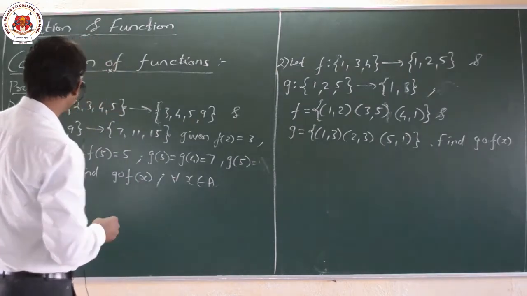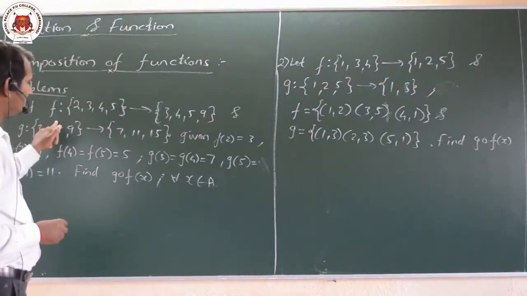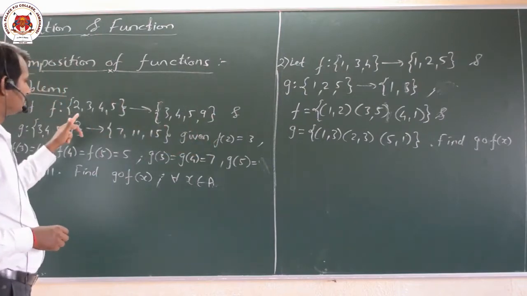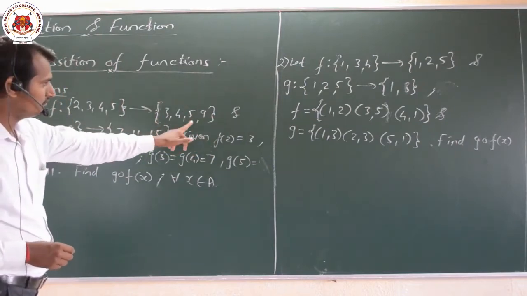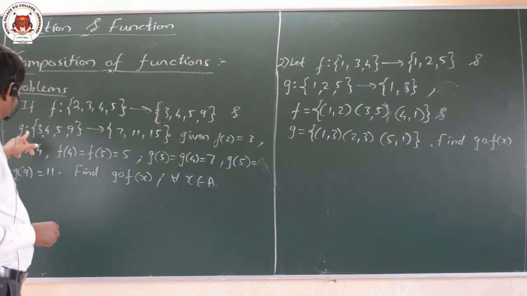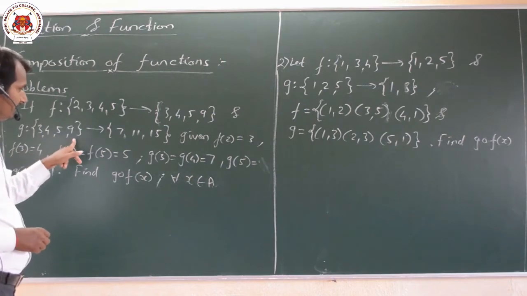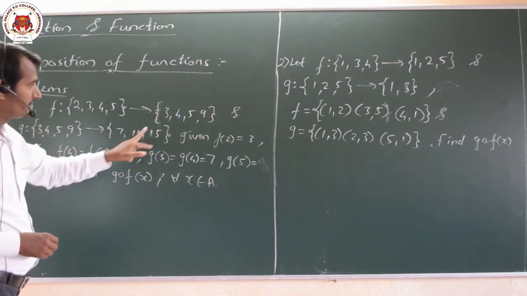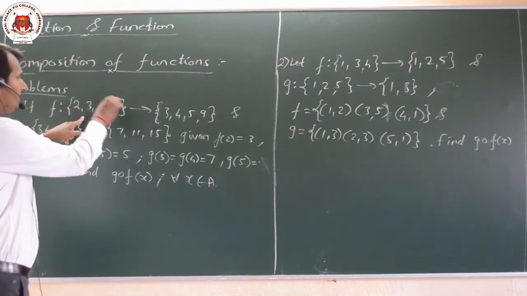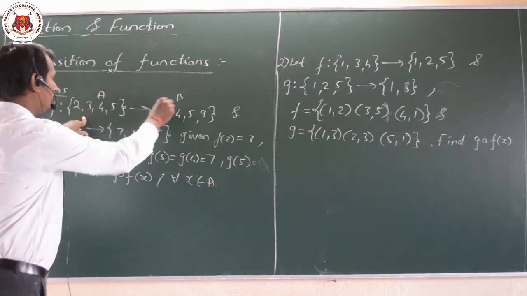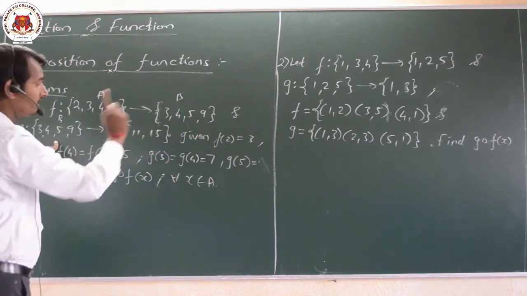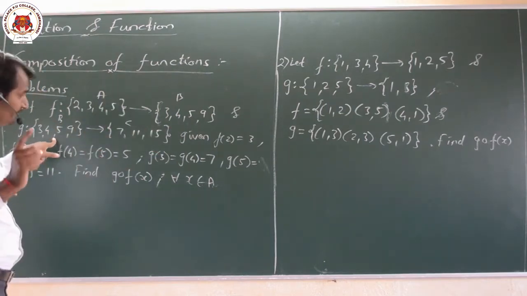Here, the given problem is, first, a function f from set A to set B. Set A has the elements 2, 3, 4, 5, and set B is 3, 4, 5, 9. Another function g is defined from B to C, where C is 3, 4, 5, 9. We can observe that the set B is the same in both, from A to B and from B to C.